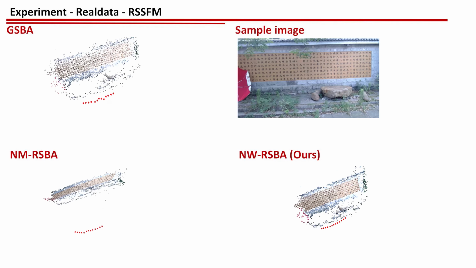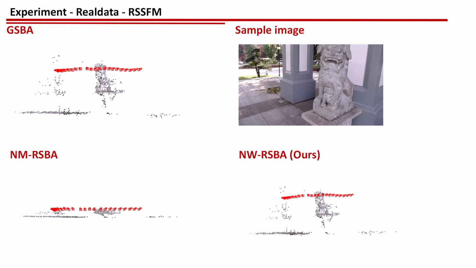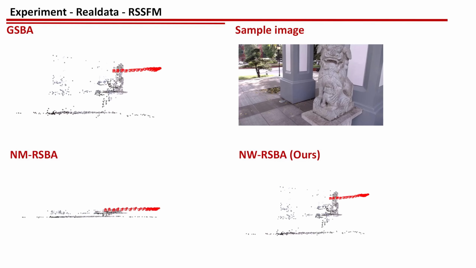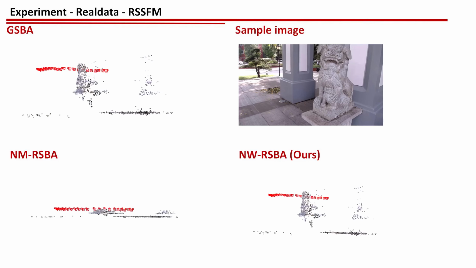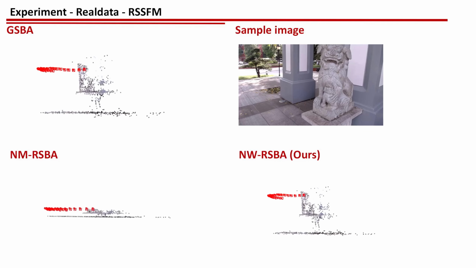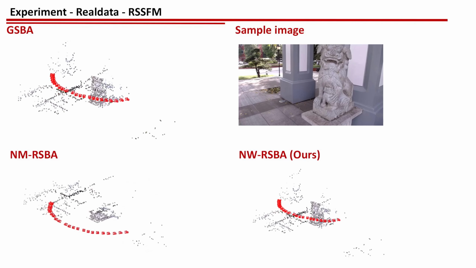NM-RSBA reconstructs 3D scenes which collapse into a plane since the datasets contain only one readout direction. In contrast, NW-RSBA provides correct reconstructions. The results also verify that error covariance weighting can handle the planar degeneracy.